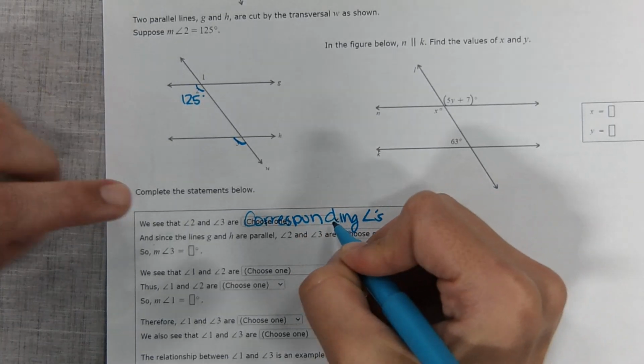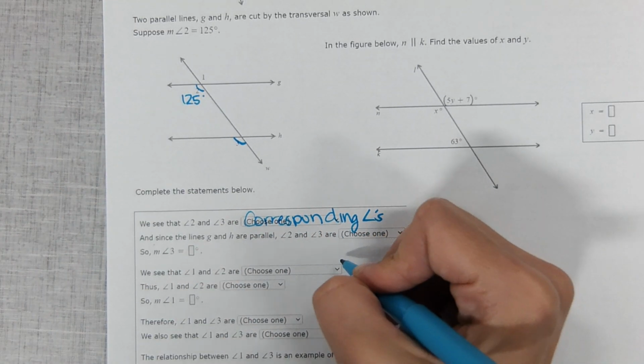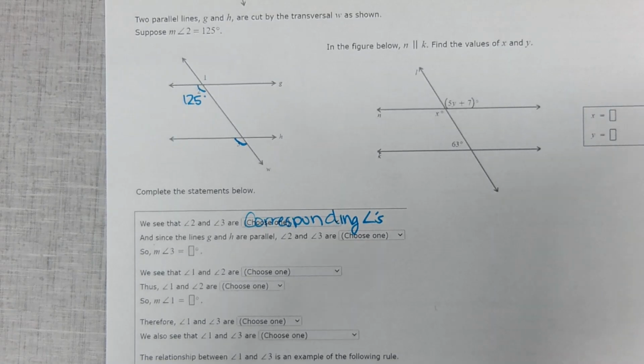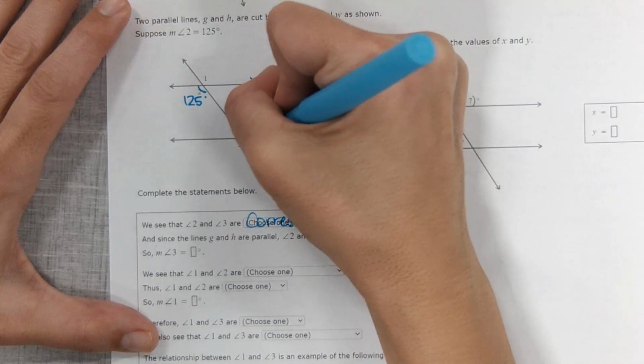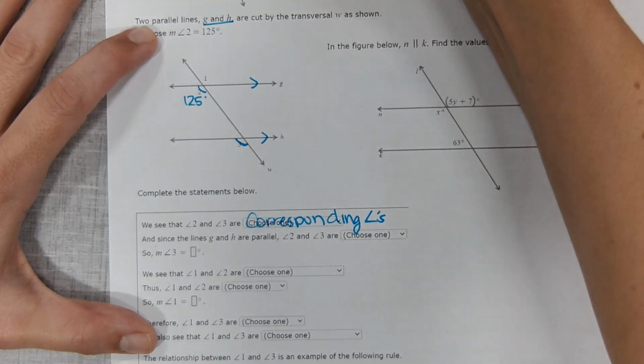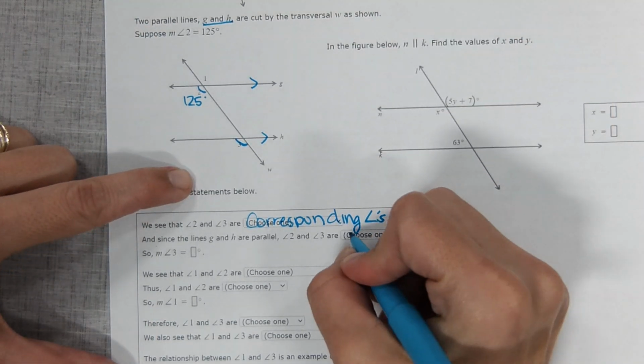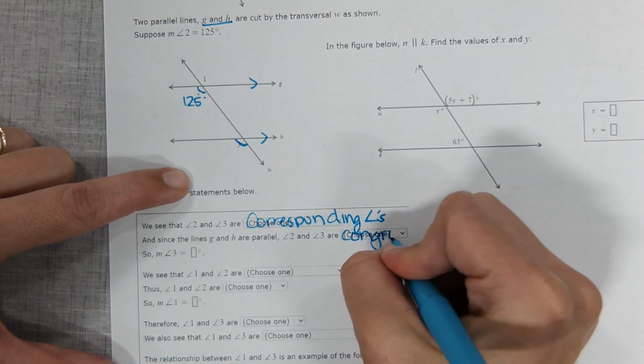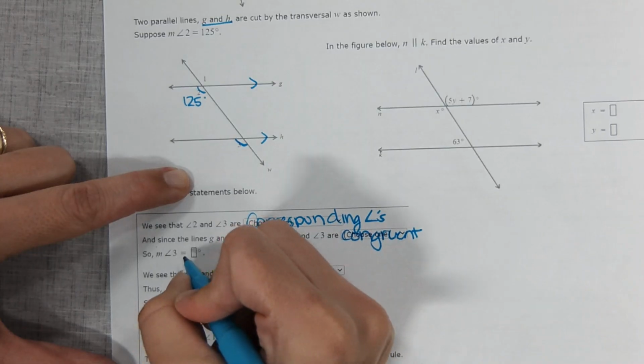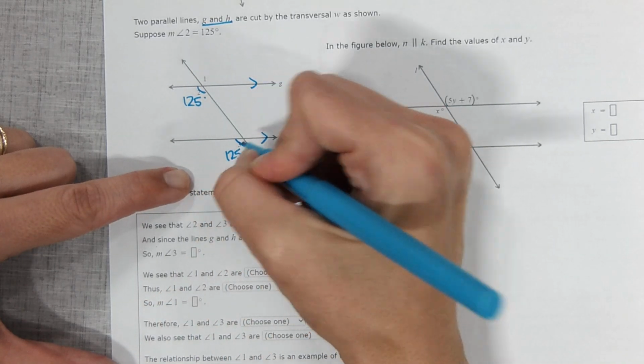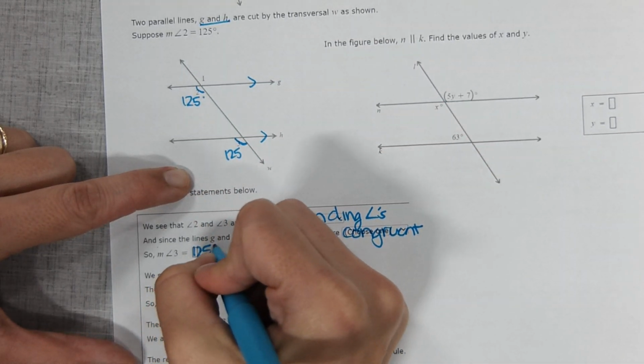On the test, there's a drop down and there are a few different options, and then you just choose the angle pair that you have. Corresponding angles. And since the lines G and H are parallel, which it said in the question here, corresponding angles are congruent. So that means that the measure of angle 3 must be 125 degrees.